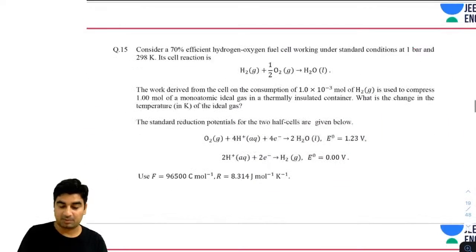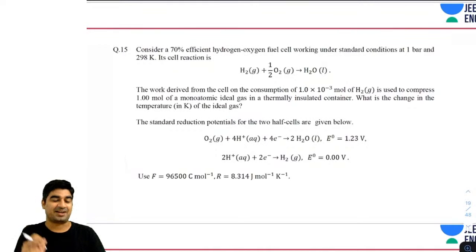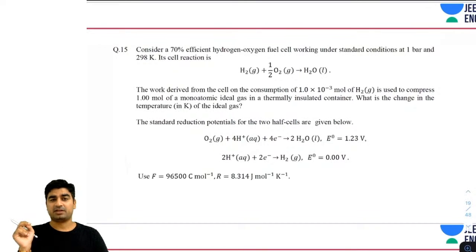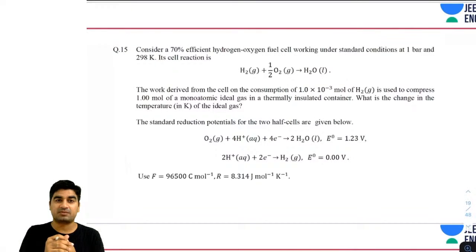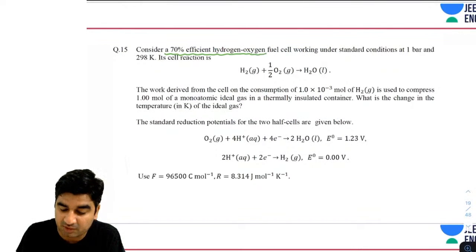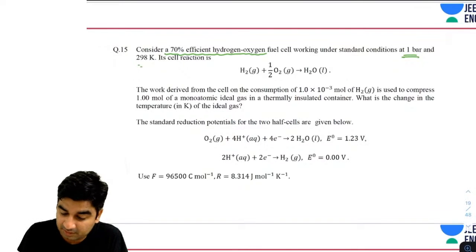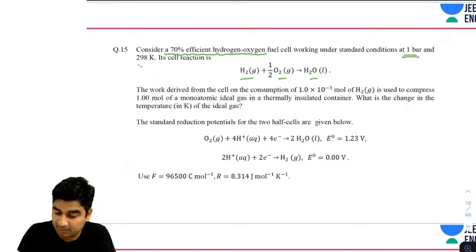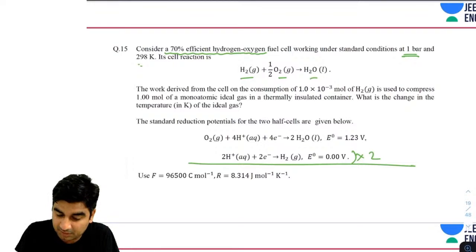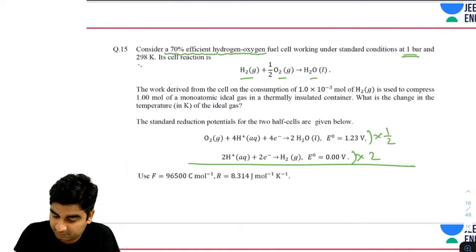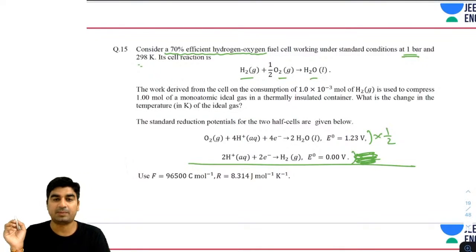Now guys, the next problem, this is based on electrochemical cell. Again, a hydrogen oxygen fuel cell is given. Consider the 70% efficiency of the hydrogen oxygen fuel cell, working under standard conditions at 1 bar. The cell reaction given is this. So guys, this is the complete cell reaction. How are you going to get it? If you multiply it by 2 and add it, then you will get it. No, you don't have to multiply it by 2. Actually, you have to multiply it by half. Then you will be getting it.